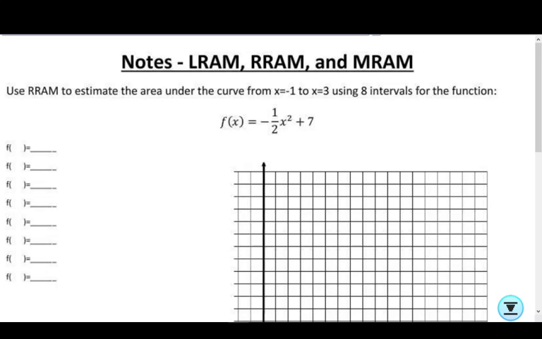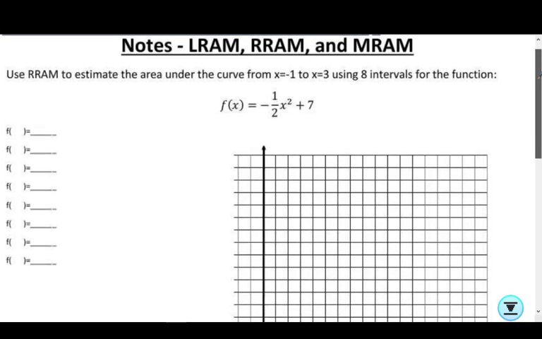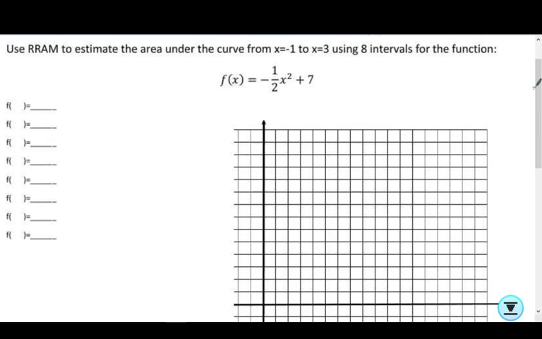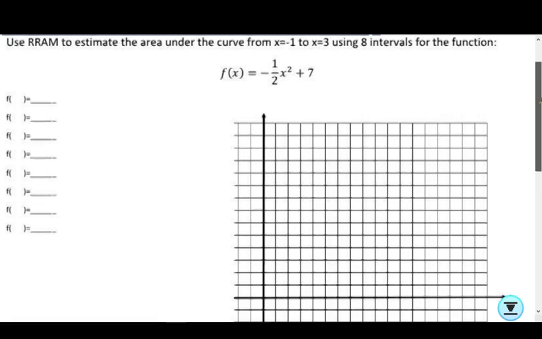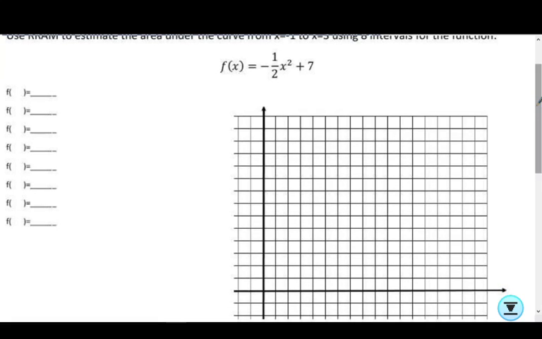So for this problem, we're going to be using RRAM, and we're going to use it to estimate the area under the curve from -1 to 3 using 8 intervals for the function. So we're going to be splitting from -1 to 3 up into 8 intervals, or 8 rectangles. Let's draw a picture real quick just to give an idea of what this looks like.